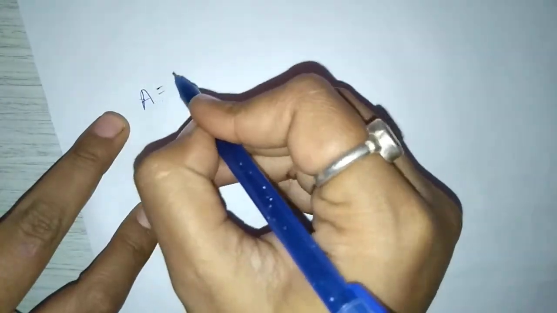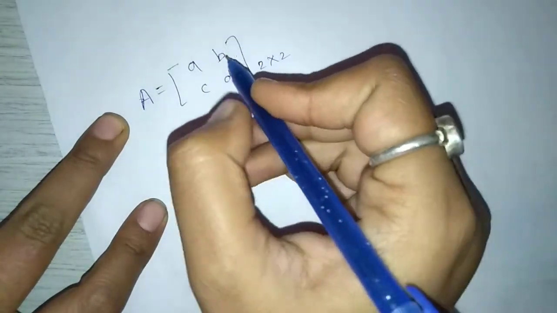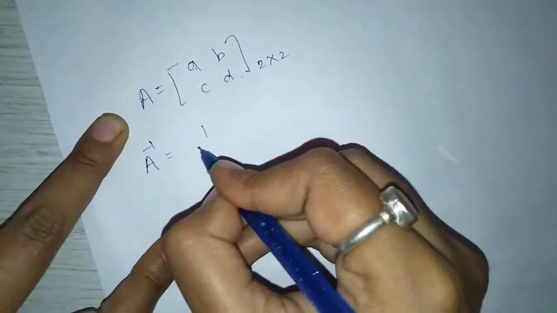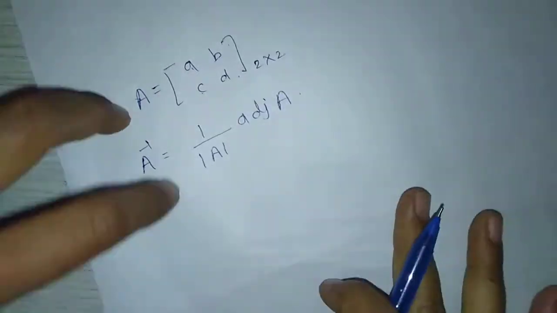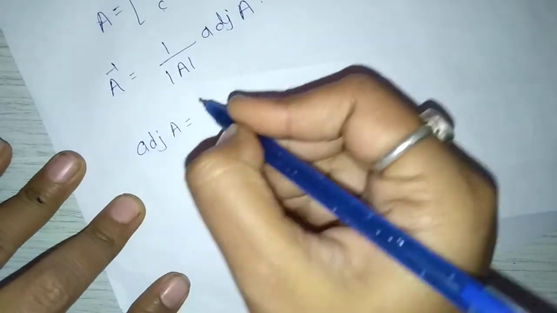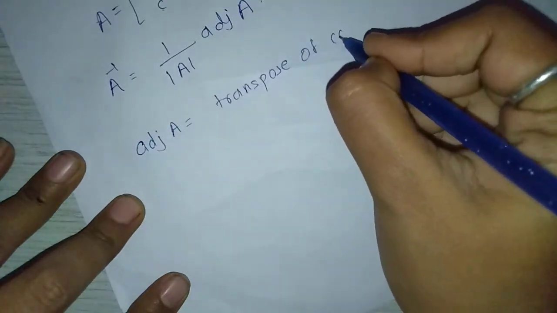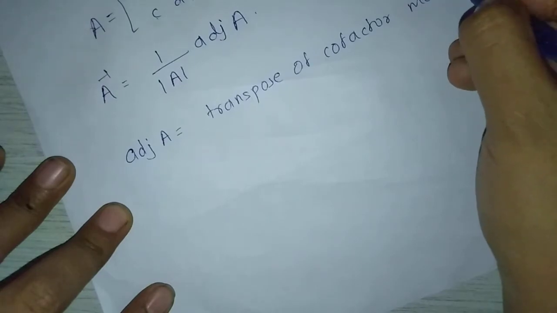Now, we know how to find the inverse of a 2 by 2 matrix. If A equal to A, B, C, D, this is the 2 by 2 matrix with entries A, B, C, D. The formula of A inverse equal to 1 upon the determinant of A into the adjoint of A. We know that the adjoint of A means the transpose of the cofactor matrix.